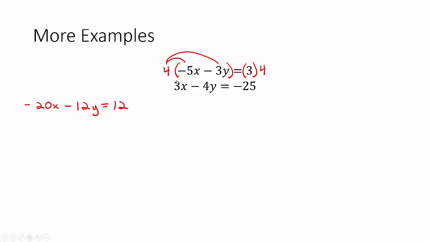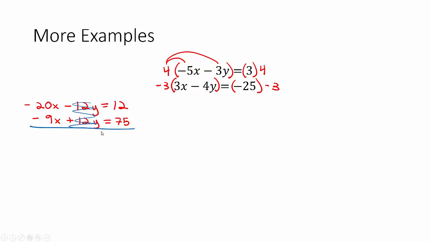And because I have negative 12 here, we want positive 12 from the second equation. To get a positive 12, we're going to have to multiply by negative 3. So negative 3 times 3x is negative 9x. Negative 3 times negative 4y is positive 12y. Those are the opposites we want. And negative 3 times negative 25 is positive 75. The numbers are getting big, but that's okay because what we wanted was opposites, and that's what we got.